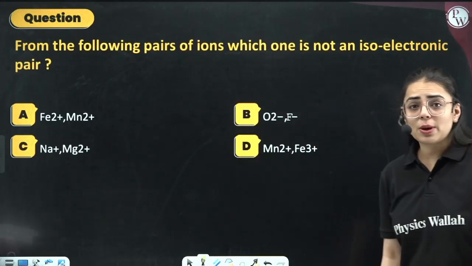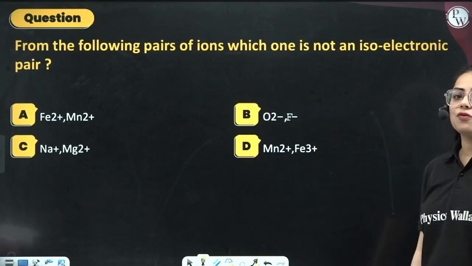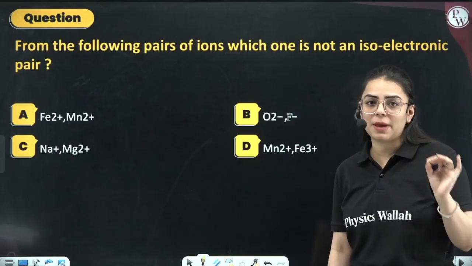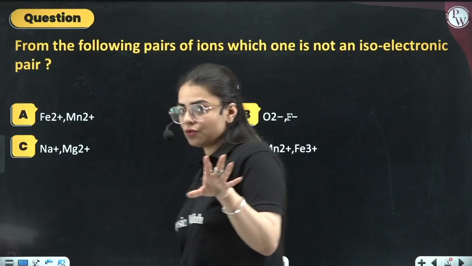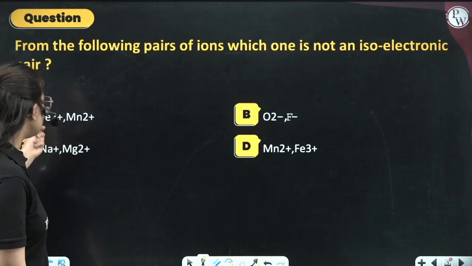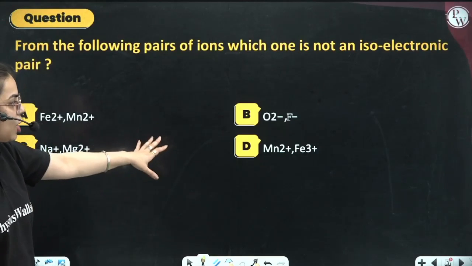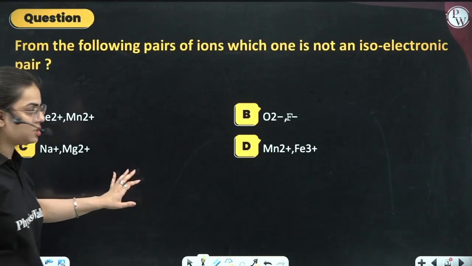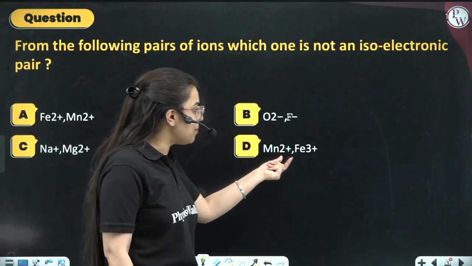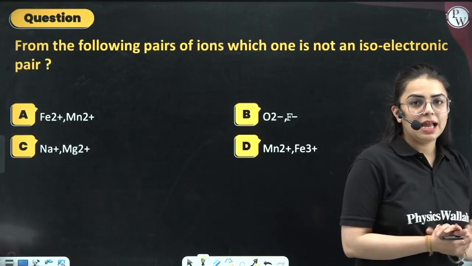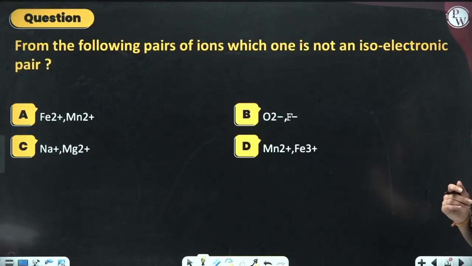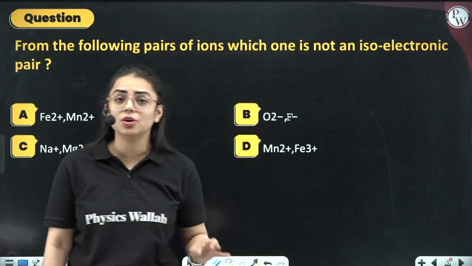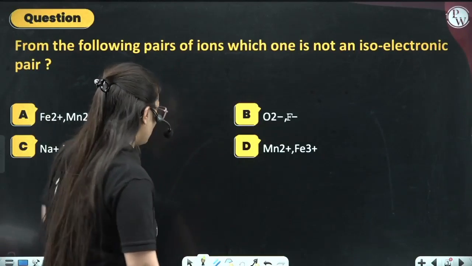So the very first question is, from the following pairs of ions, which one is not an isoelectronic pair? Now you have certain options over here. A option is Fe plus 2, Mn plus 2. B option is O2 negative, F negative. C option is Na positive and Mg plus 2. D option is Mn plus 2, Fe plus 3. I want you all to solve this question first on your own. Then I will tell you the solution. You can pause the video. Try it once.